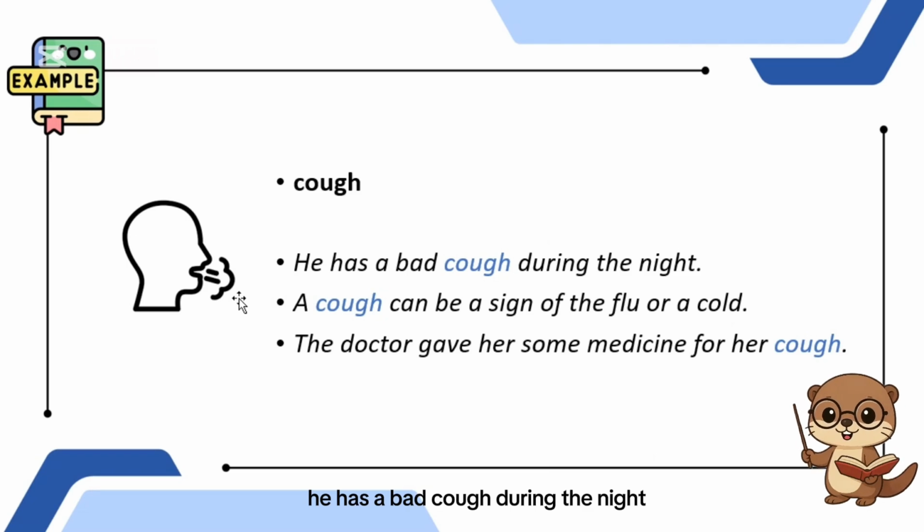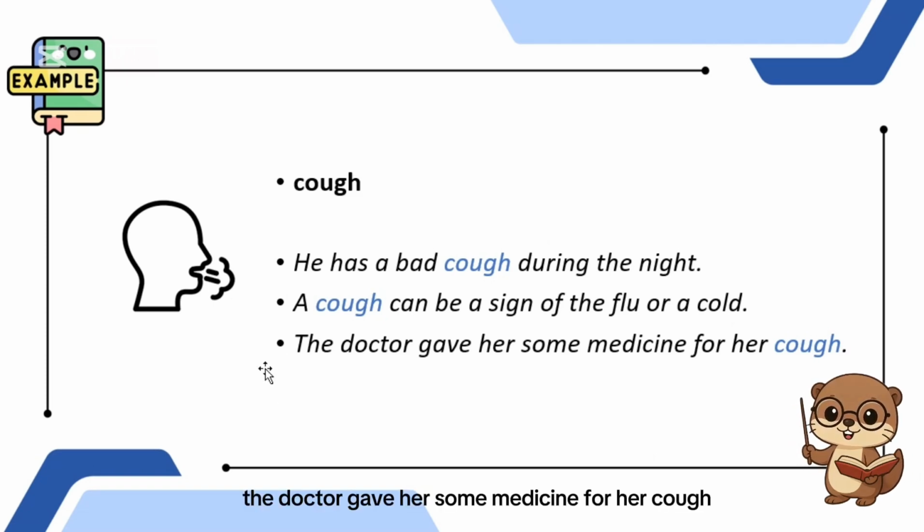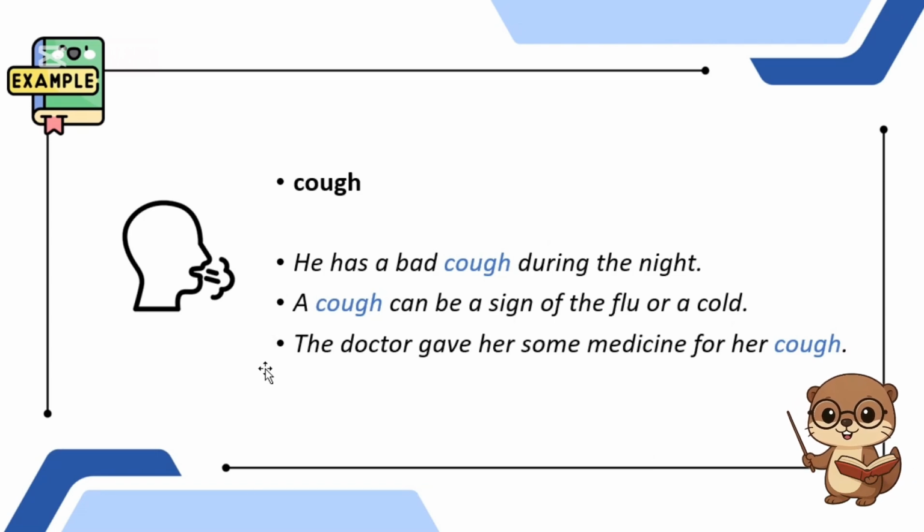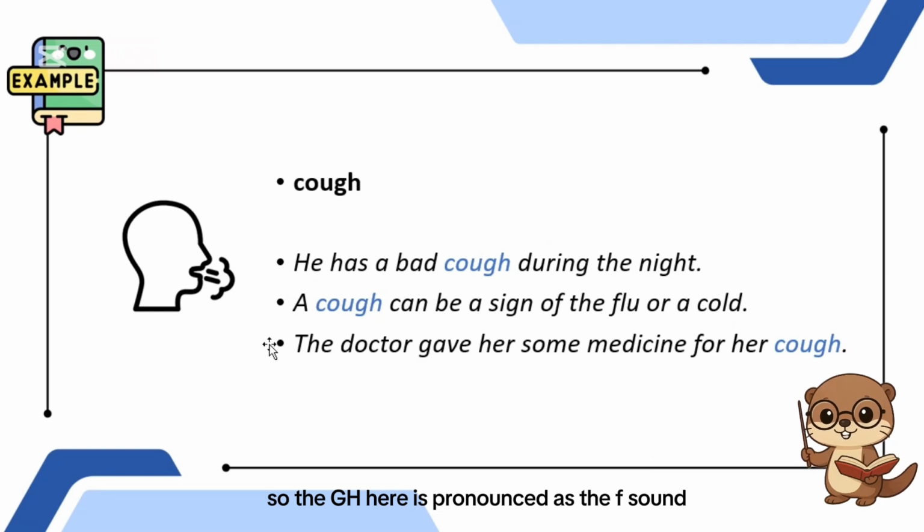He has a bad cough during the night. A cough can be a sign of the flu or a cold. The doctor gave her some medicine for her cough. So the GH here is pronounced as the F sound.